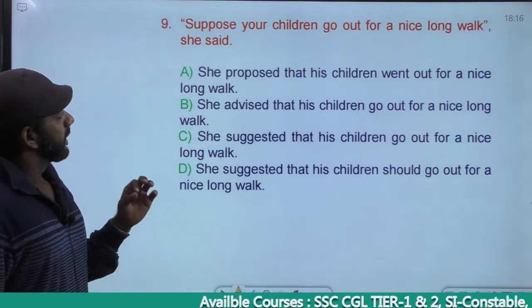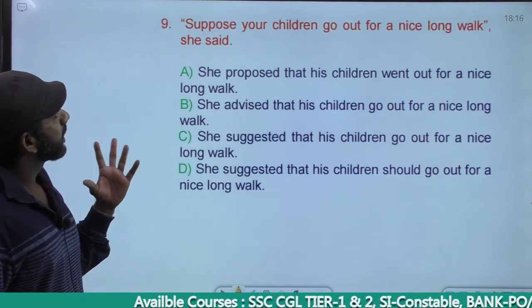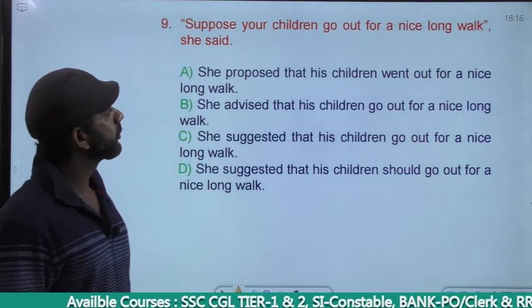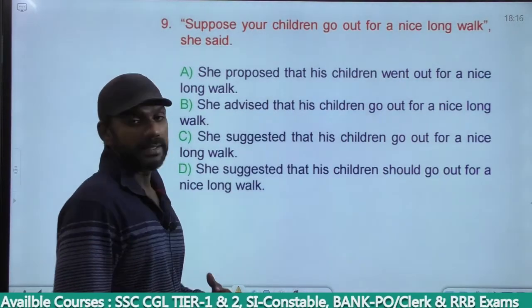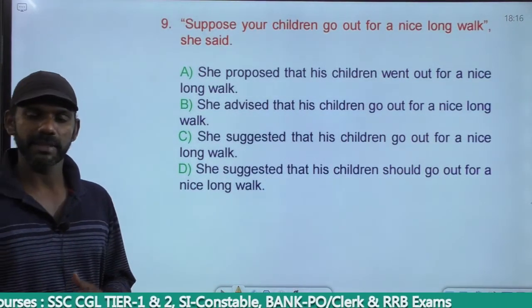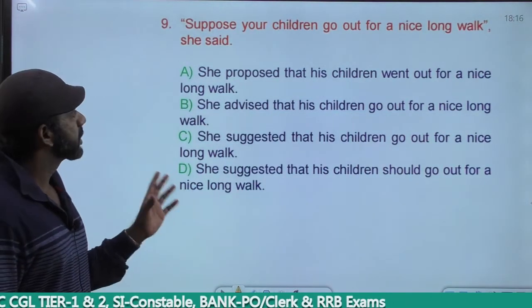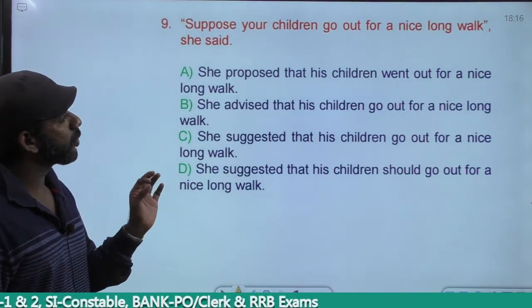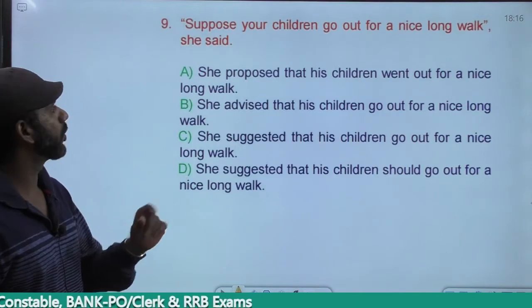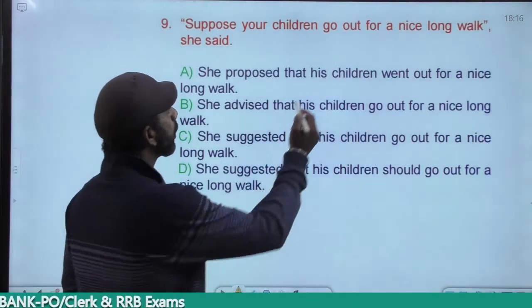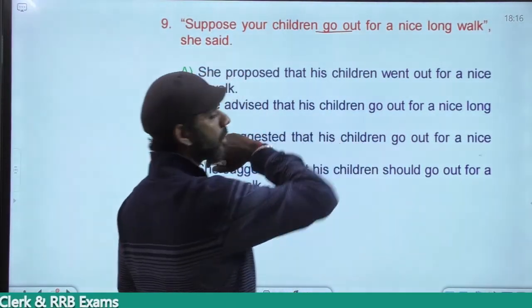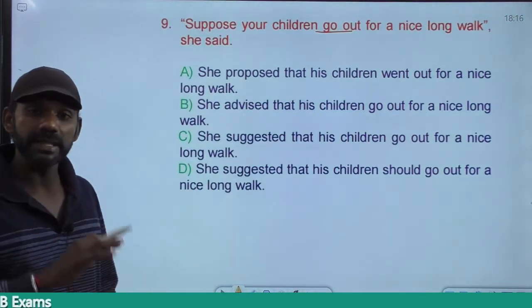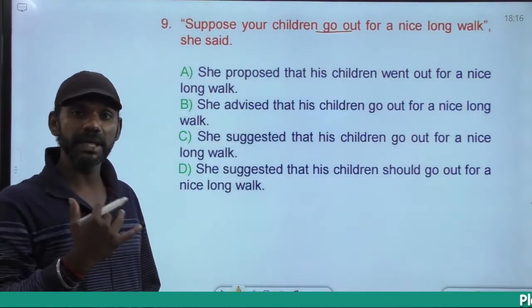Now, suppose your children go out for a nice long walk. This is a proposal made by her. A proposal same as suggestion in fact. She proposed that his children went out for a nice long walk. Your children go out for a nice long walk. Go out is simple present. Simple present must become simple past.